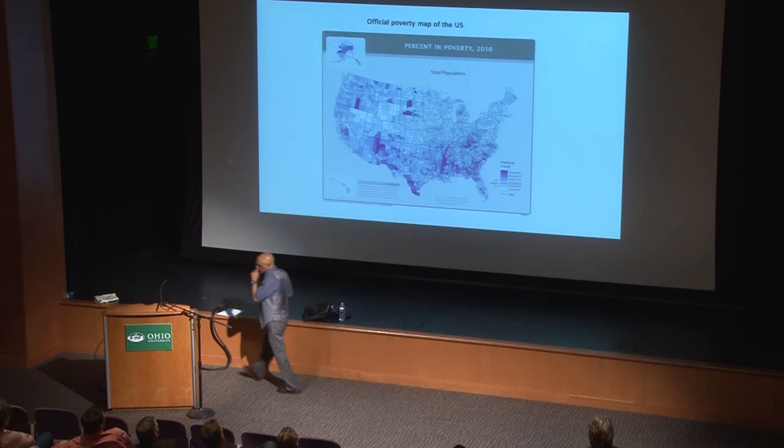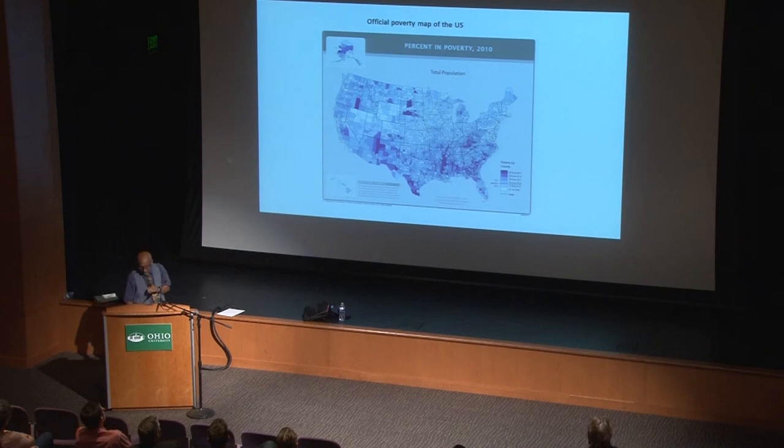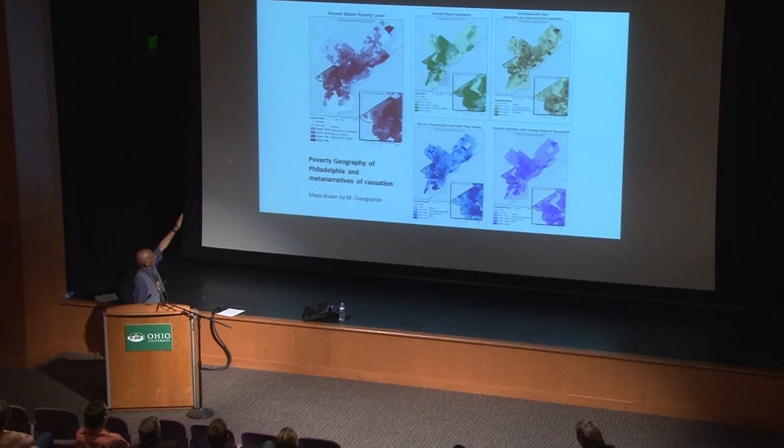Now, this map to me is quite troublesome, and I'll explain that in a minute. So here's a map that we draw, say, for Philadelphia. The map on the left is the poverty map, and you can see that the poverty is mostly in West Philadelphia and North Philadelphia, et cetera.